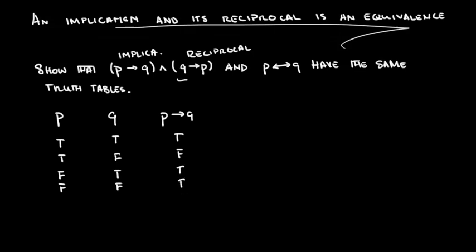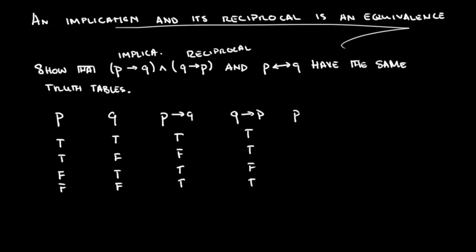Then we're going to write up the reciprocal. So Q implies P. Remember, an implication is only false when you start from a true statement and you imply a falsehood. So for the reciprocal, we should pay attention to this line, okay? Because it's this line that says we start from something that's true and imply a falsehood. So we're going to have true, true, false, and true, like so.